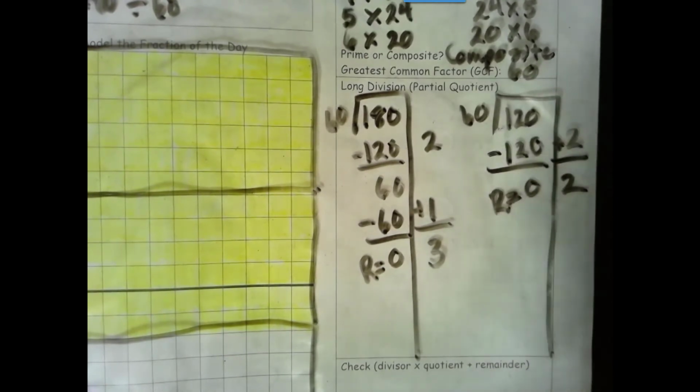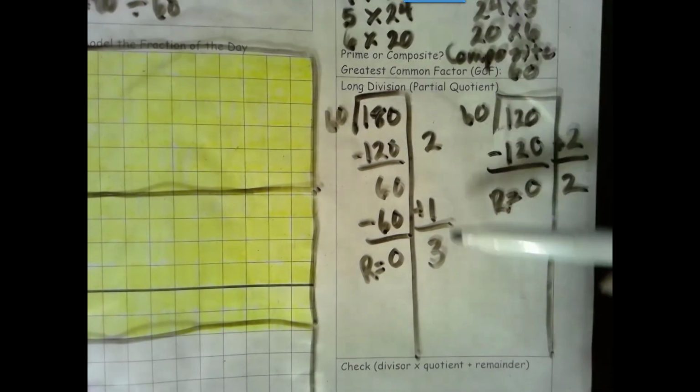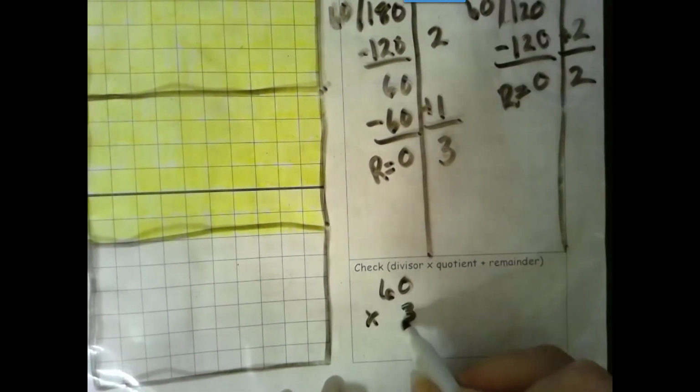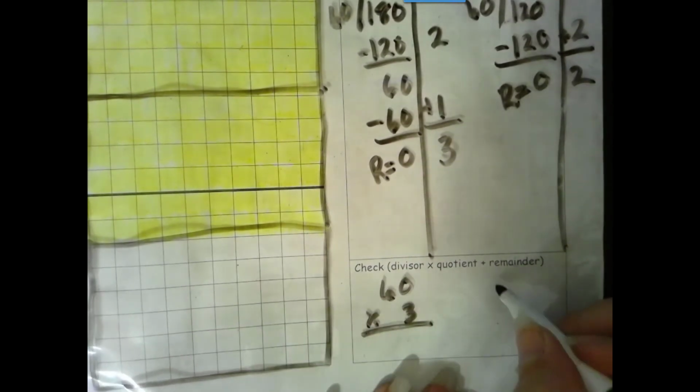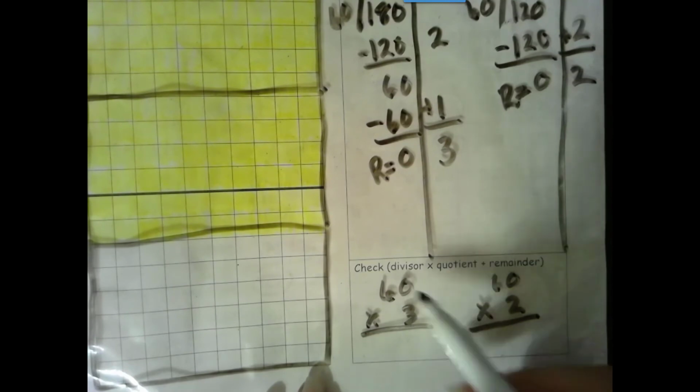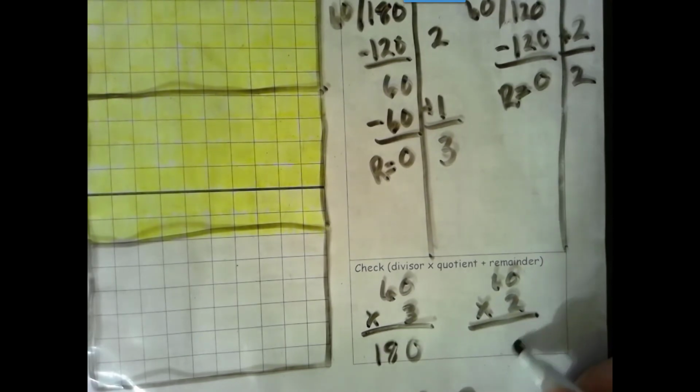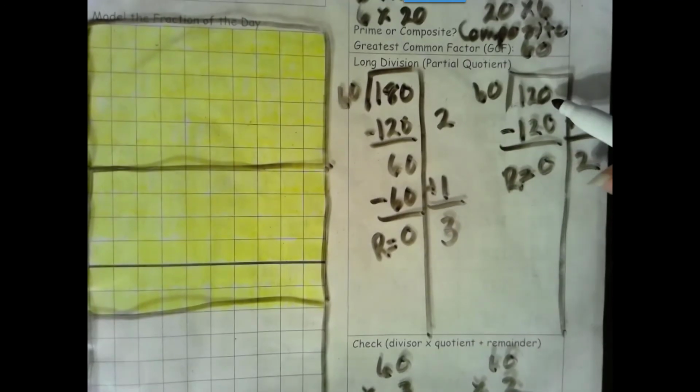So we get 2. We need to check divisor times quotient plus remainder. It's called our inverse operations. Since both of our remainders are 0, and the identity property of addition says when you add 0 it stays the same, we don't need to take time to add 0. 3 groups of 0 is 0. 3 groups of 6 tens is 18 tens. 2 groups of 0 is 0. 2 groups of 6 tens is 12 tens. So 120 matches our dividend up here, so that checks. 180 matches our dividend up here, so that checks.